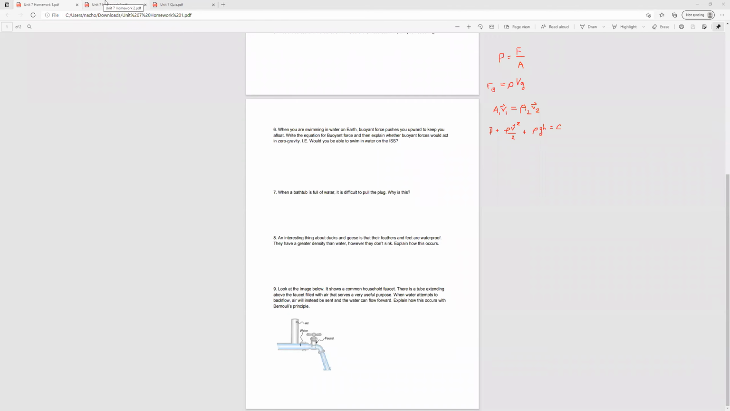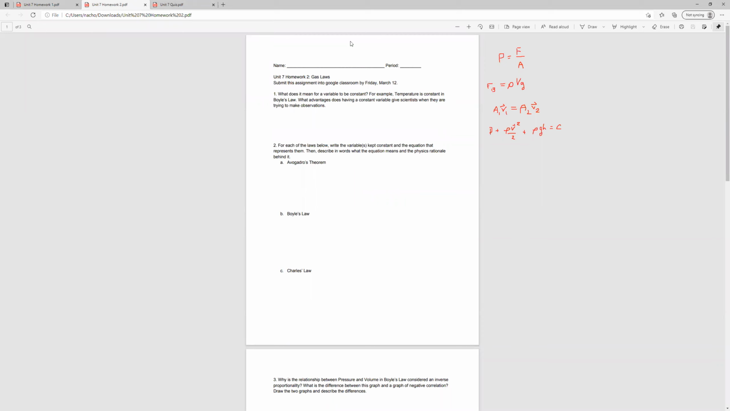All right. Okay. Now let's move on to homework 2, the gas laws. I'm just going to write the gas laws right here on the side because I'm just going to go through this one by one pretty quickly. All right, so the gas laws, I'll write them in green. The first one, the only one that we have is PV equals nRT.